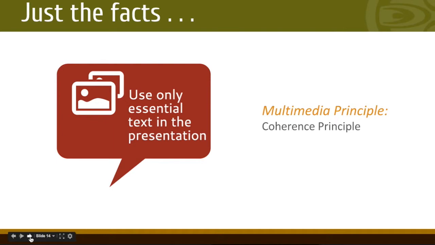For this part of the presentation, we move into the design phase. And so using only essential text in the presentation is one of the multimedia principles mentioned by Clark and Mayer. This one is the coherence principle. Eliminate any extraneous text, graphics, or even audio. Anything that isn't necessary can impede the learning process.